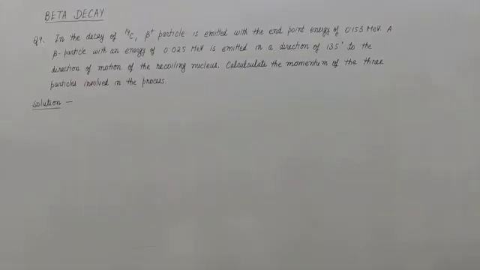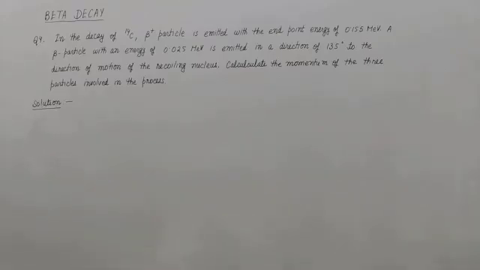Now come to question number 4. In question number 4, in the decay of 14C, beta plus particle is emitted with the endpoint energy of 0.155 MeV. A beta particle with an energy of 0.025 is emitted in a direction of 135 to the direction of motion of the recoil nuclei. Calculate the momentum of the 3 particles involved in this process.